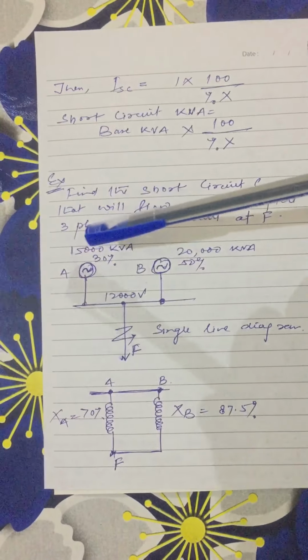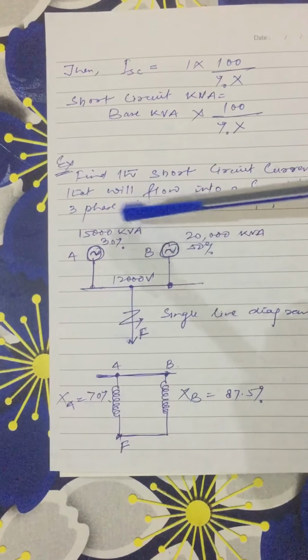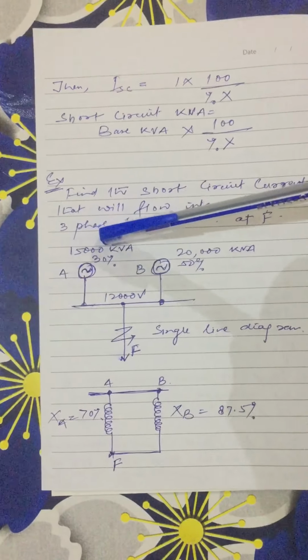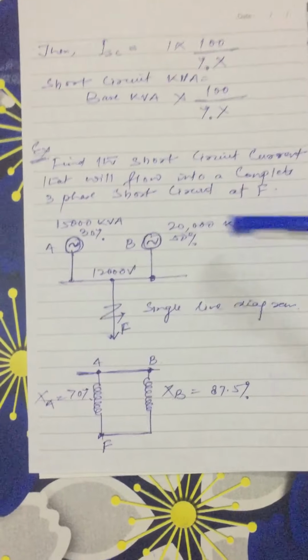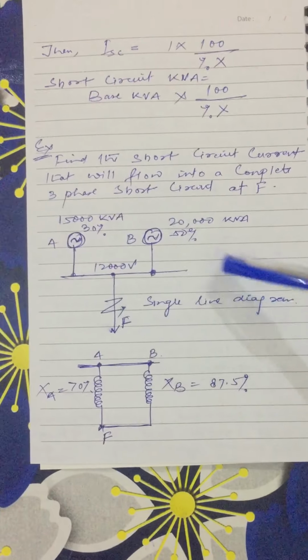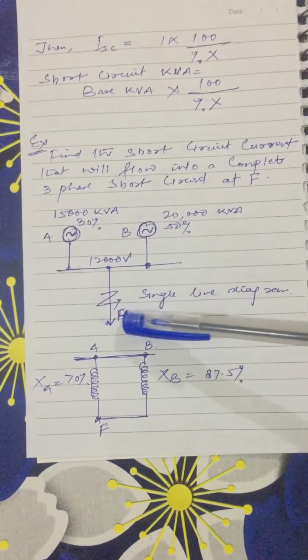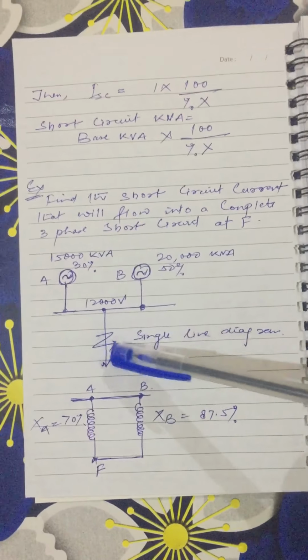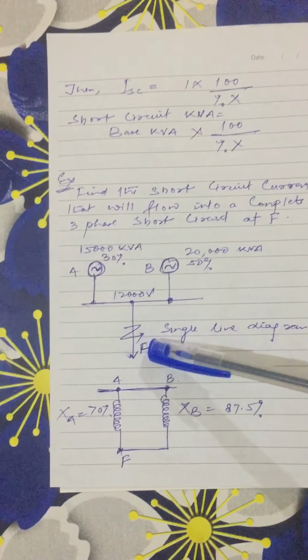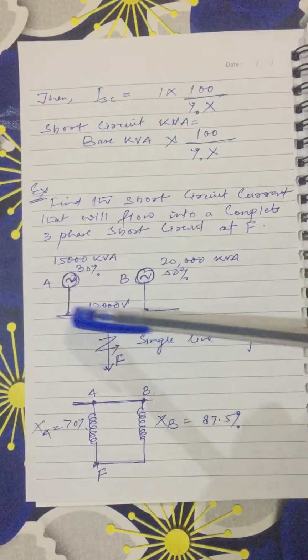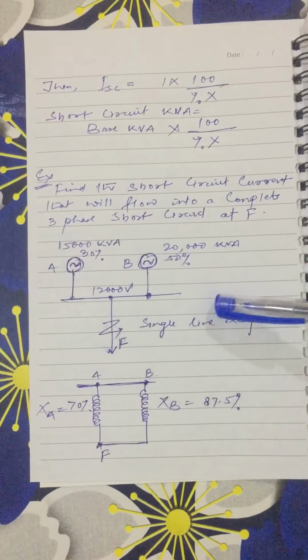Friend, we have two alternators here, A and B, having rated kVA of 15,000 and 20,000, and their rated percentage reactance is 30% and 50%. We have one point F here where the fault happens. Let us suppose this point F is our fault point, and this is our bus voltage as 12 kV.